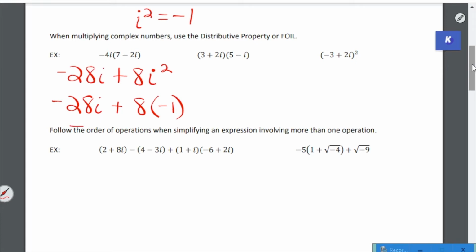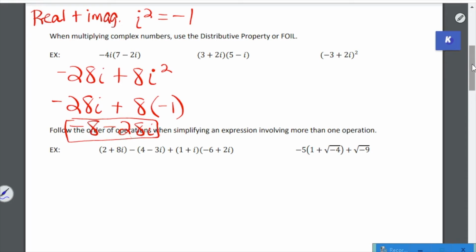To simplify this even further, I always want my real part plus my imaginary part. That's how I always want to write it. So my real part is negative 8, and then my imaginary part is minus 28i. So that would be my final answer. I should learn not to write so big because then I run out of space. Okay, let's move on to the next one.